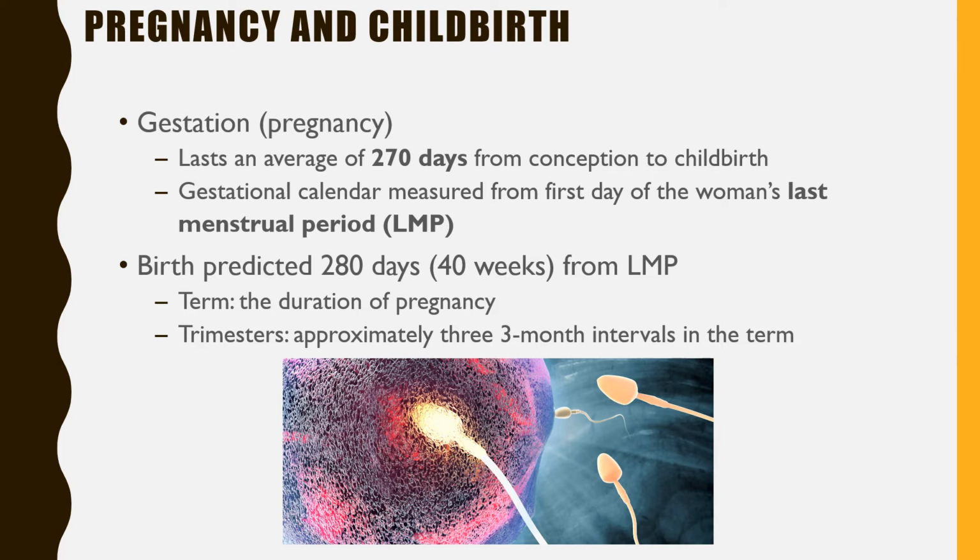And then term is just the duration of the pregnancy, and trimester. I've already mentioned trimesters when I said the first trimester, where the HCG levels peak. These are effectively three-month intervals. However, as you can probably do the math here, that's not exactly 9 months. We say 9 months, three-month intervals would be about 9 months, but it's more than that if you calculate 40 weeks' worth.